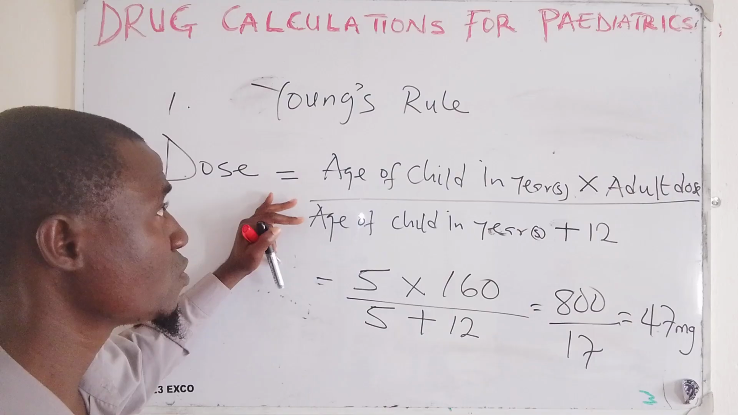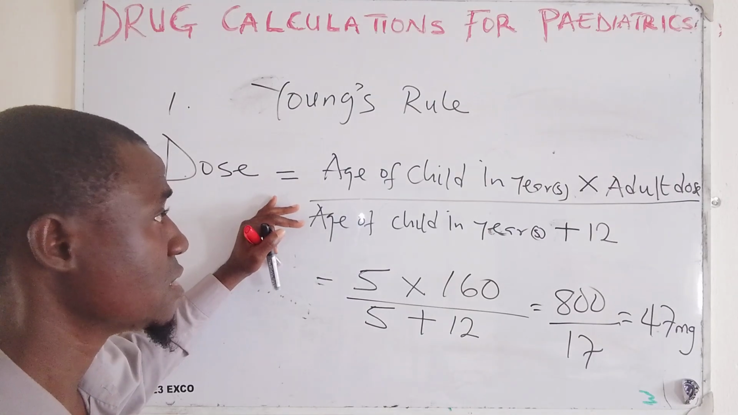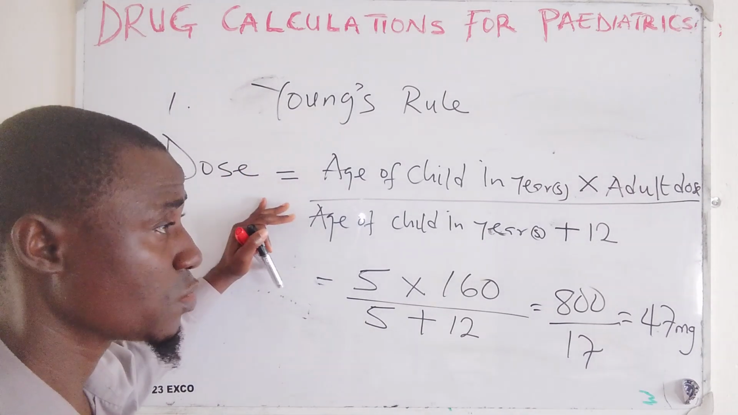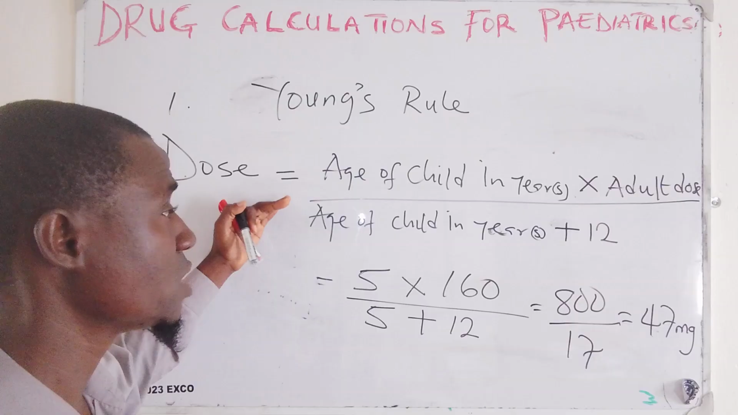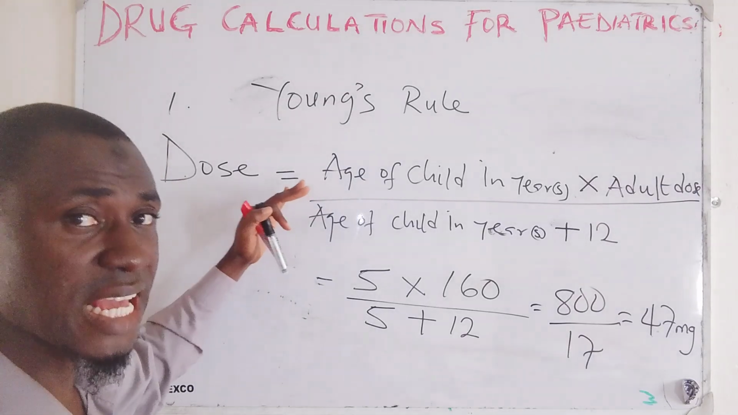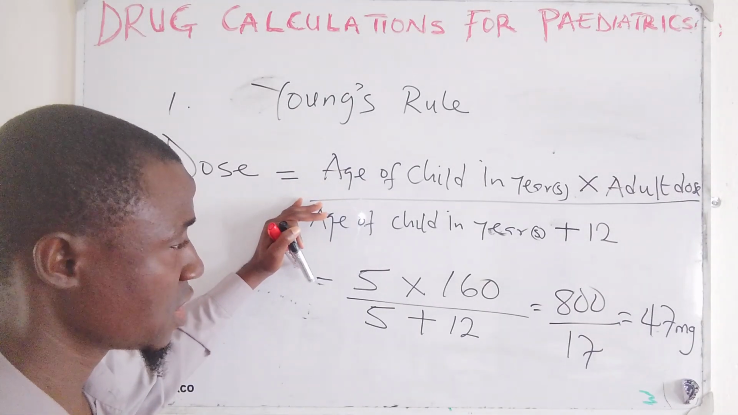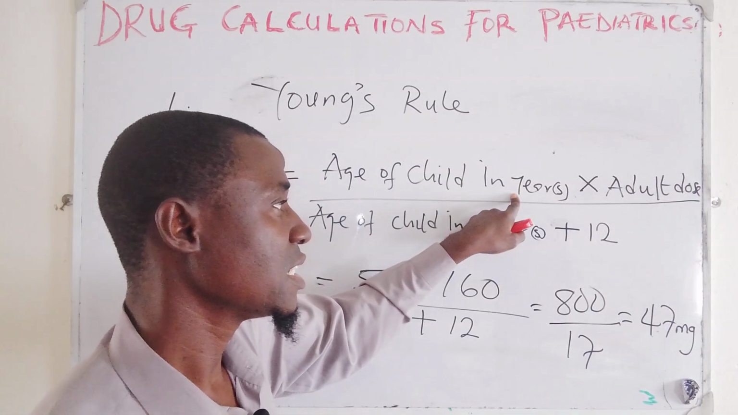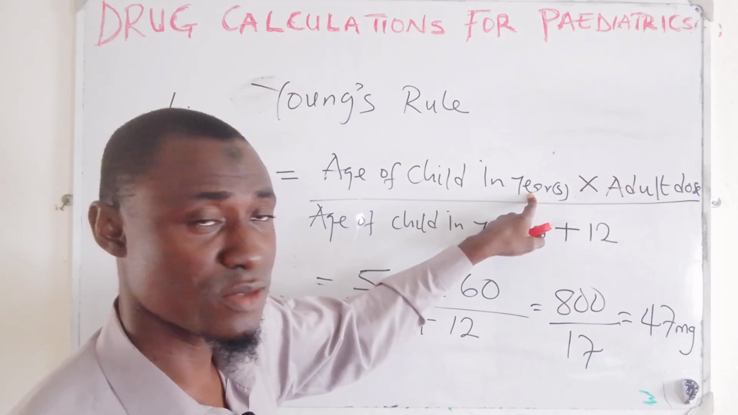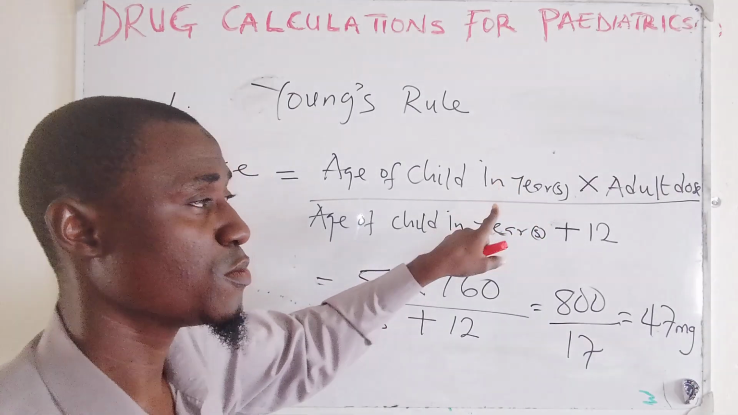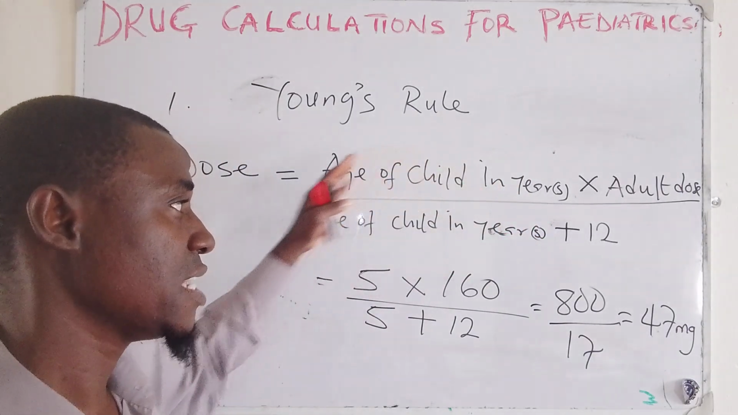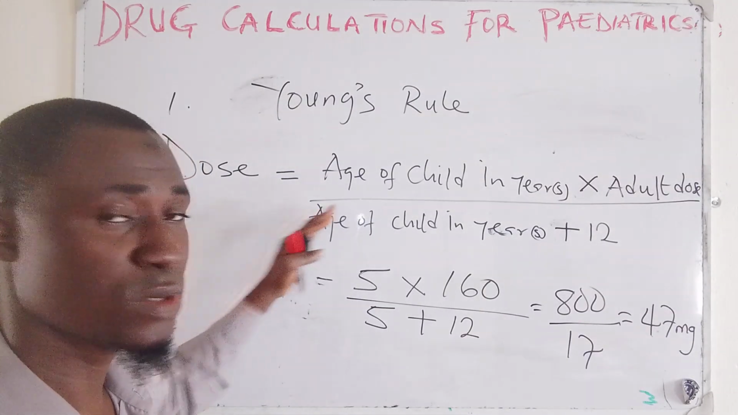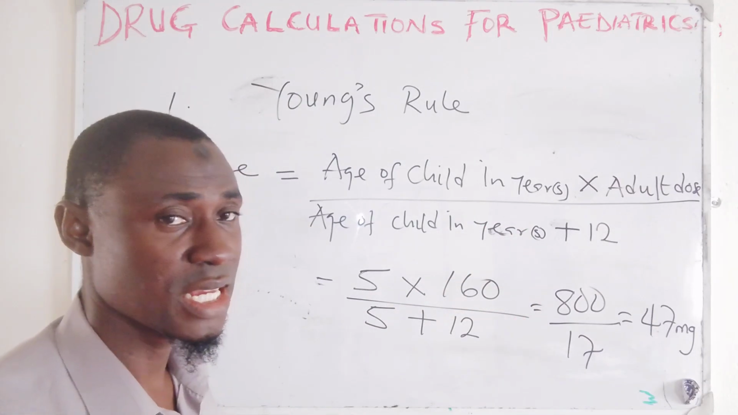So the next rule we are going to look at in our next video will be Friedman's rule. Friedman's rule, in summary, is also one of the age-based rules. But instead of the age of the child being in years, this time it will be in months. So this one caters for children who are not up to 1 year, whose age is still in months, maybe from 1 month up to 11 months. So that will be in our next video.